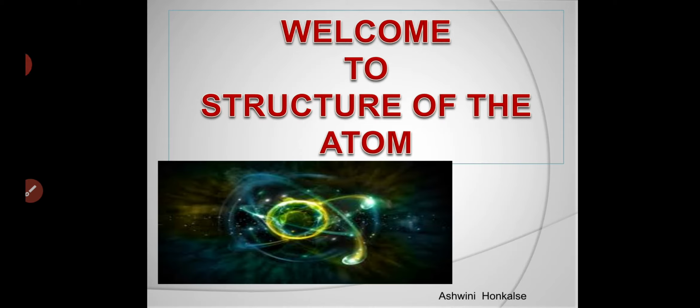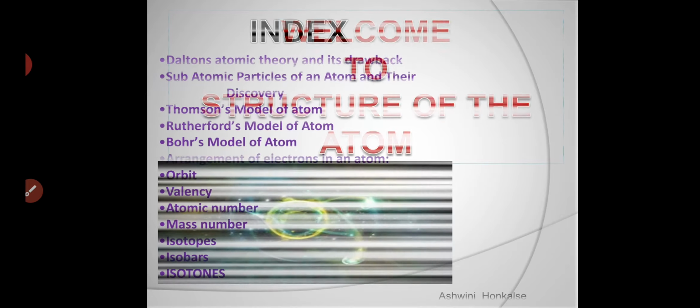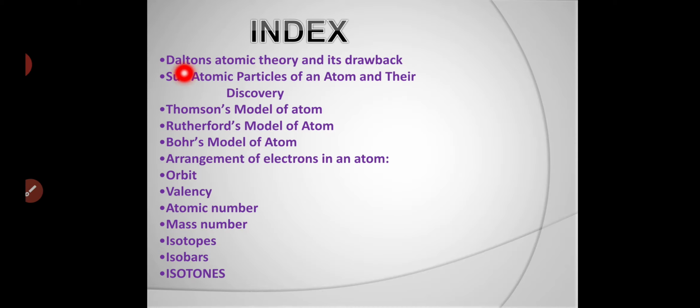I am Ashwini Honkarse, and I am going to teach you the subject Science, standard 9th, lesson number 4, Structure of the Atom. So let us start with the index. In this lesson we are going to study Dalton's atomic theory and its drawbacks, subatomic particles of an atom and their discovery, Thomson's model of atom, Rutherford's model of atom, Bohr's model of atom, arrangement of electrons in an atom, orbit, valency, atomic number, mass number, isotopes, isobars and isotones. So let us start.